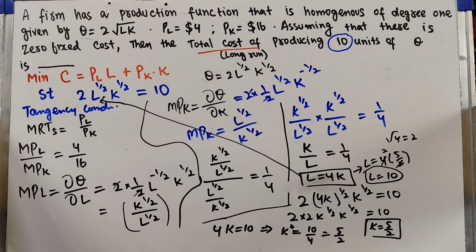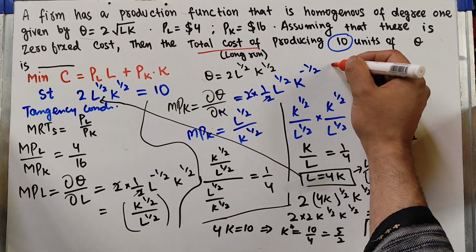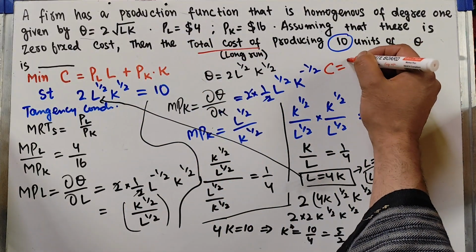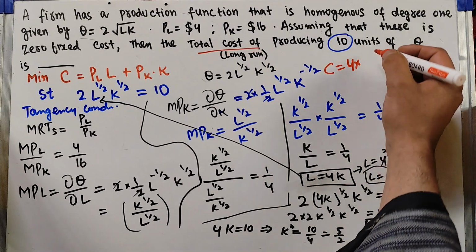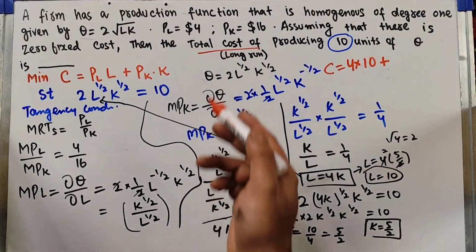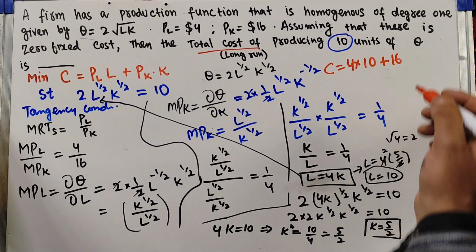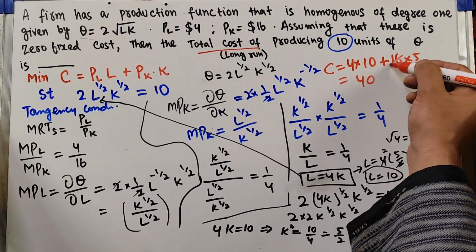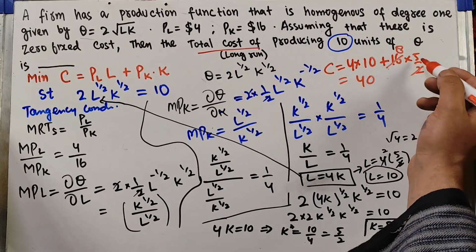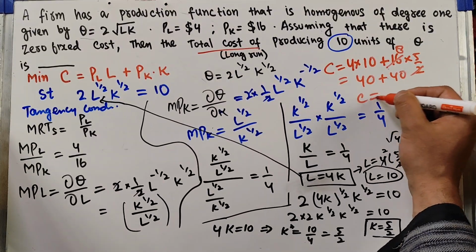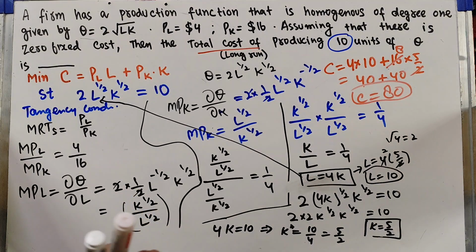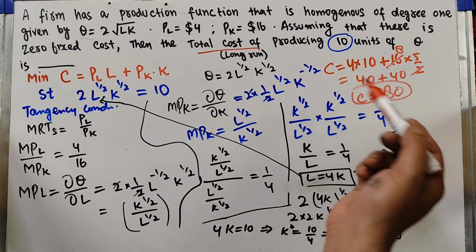Then what will be the total cost? Total cost will be equal to price of labor, which is given as 4, times units of labor, which we calculated as 10, plus price of capital, which is 16, times units of capital, which is 5 upon 2. So 4 tens are 40, and here 2 ones are 2, 8 fives are 40 again. So total cost will be equal to 80 units. In this case, the total long run cost of producing 10 units will be equal to 80.